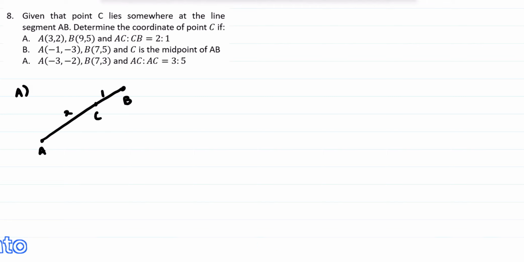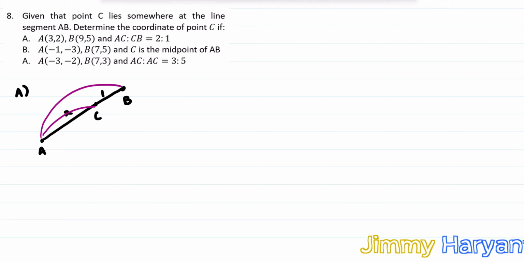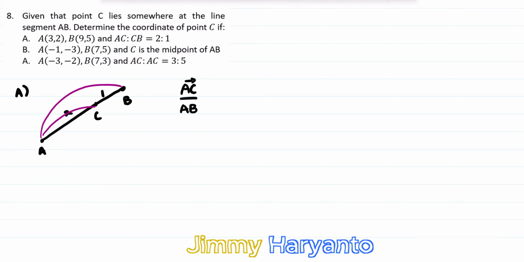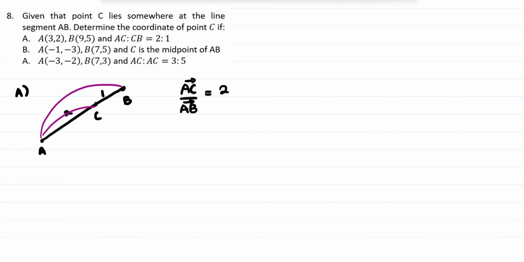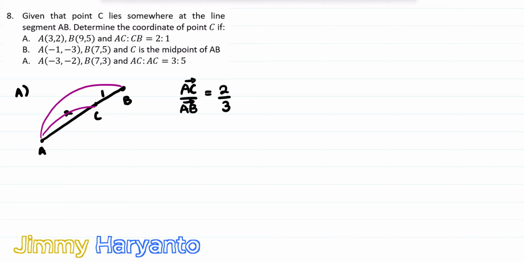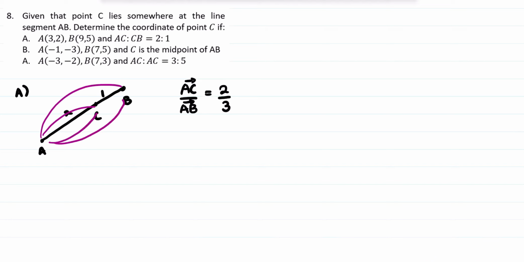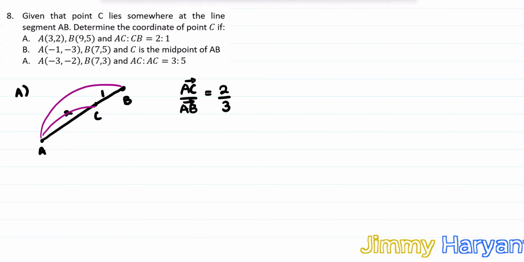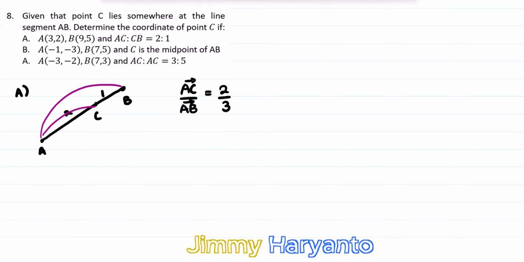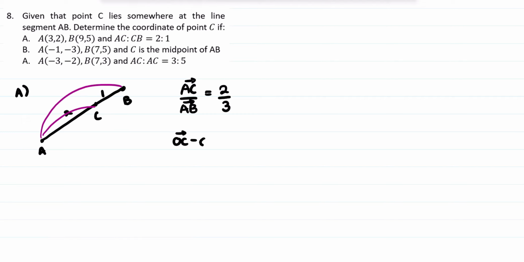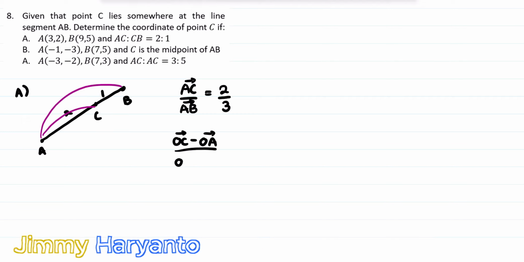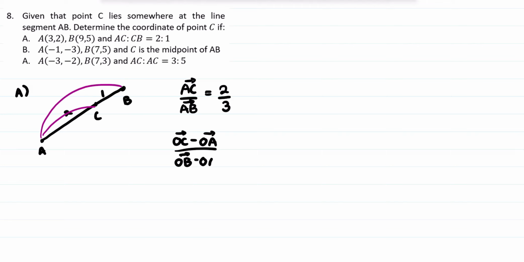Okay, I will use AC and AB for this one. So AC over AB equals 2 to 3. Yeah, because if this one is 2, this one is 1, that means the whole is 3, right? So AC equals 2, AB equals 3. Okay, let's break down AC. AC is OC minus OA over OB minus OA equals 2 over 3.